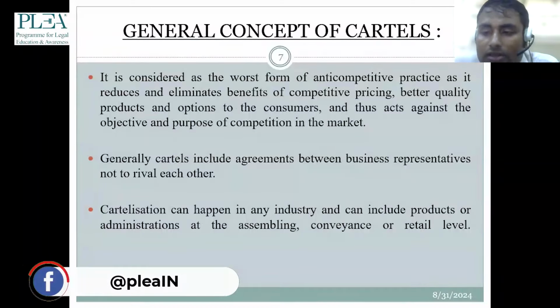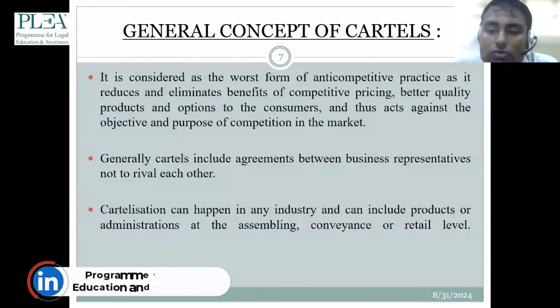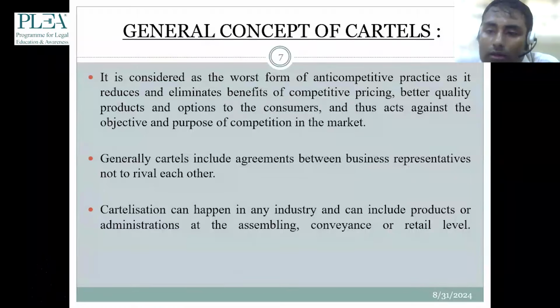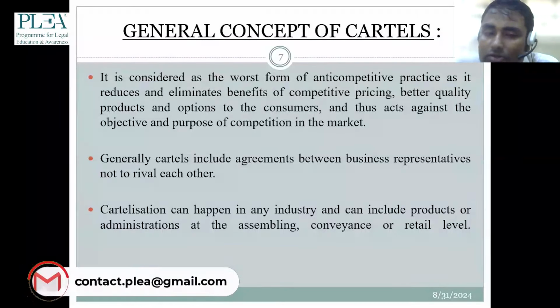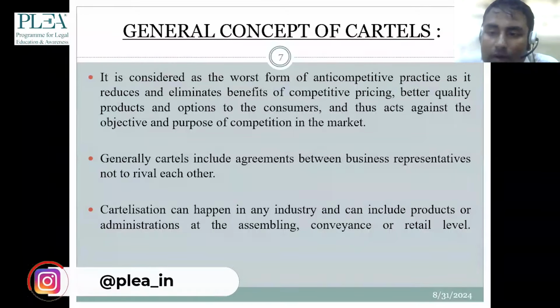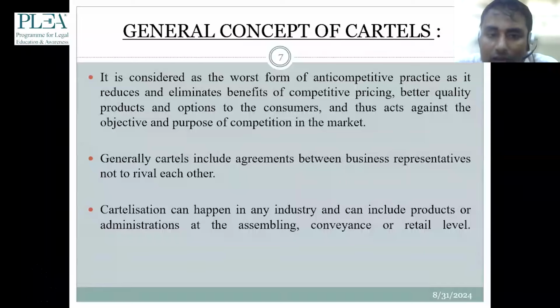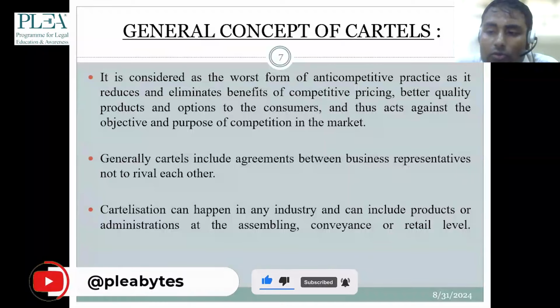If we discuss anti-competitive practices, there are other anti-competitive practices also, and cartel is definitely one such practice. And it is one of the worst forms of anti-competitive practice because it reduces the benefits in case of competitive pricing and bargaining power, and it eliminates benefits, that is, competitive pricing and better quality products. No company will come with a good product.